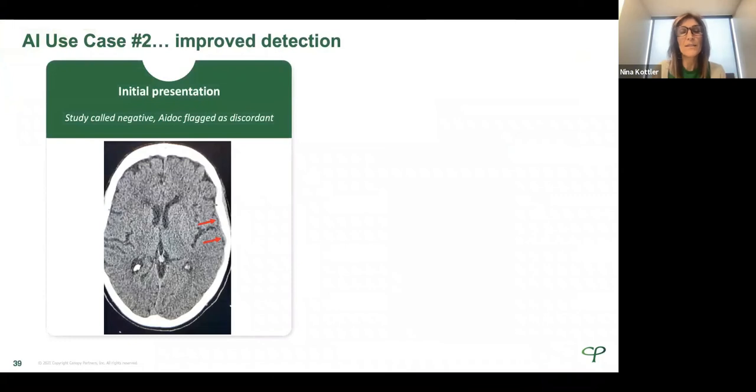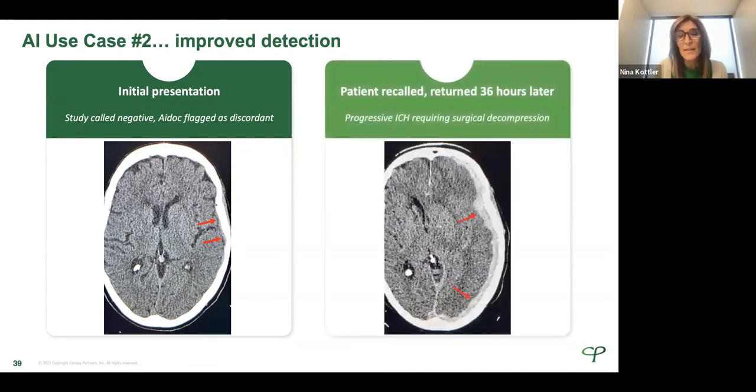This was a 76-year-old patient that came into one of our emergency departments with altered mental status, no history of trauma or anything. And the AI picked up a finding that the radiologist had initially missed. And we called the patient back. They came back 36 hours later, and this tiny, subtle intracranial hemorrhage, which is very difficult to see, had grown significantly, enough that you can see it's compressing the left lateral ventricle, it's causing left to right midline shift. The patient was symptomatic enough that they needed to have a craniotomy for decompression.